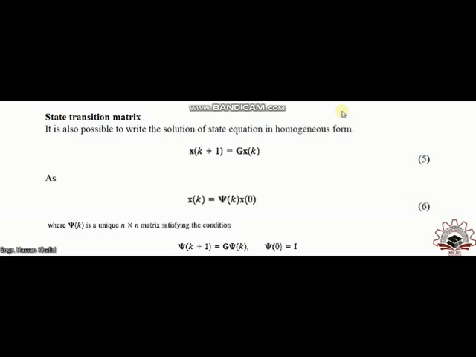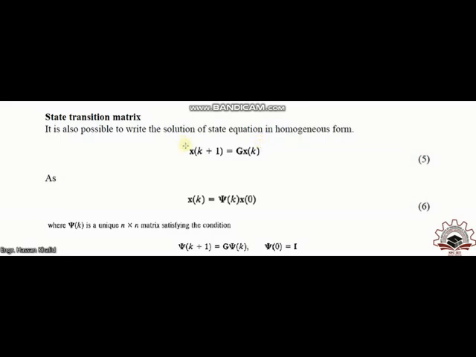Alright, let's discuss another method to evaluate our state space equation to find the output responses. This method is called the state transition matrix method, in which we form the state transition matrix. It is also possible to write the solution of the state equation in the homogeneous form, which means that all the inputs will be set to 0.